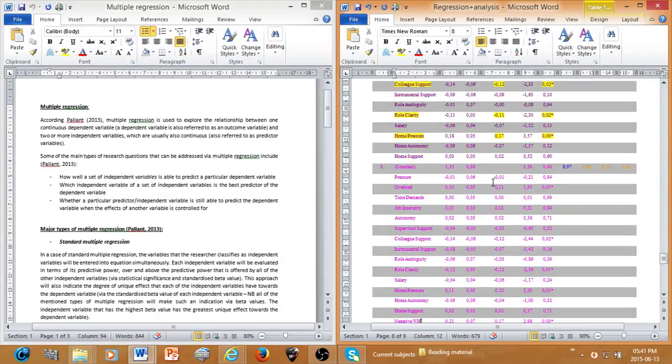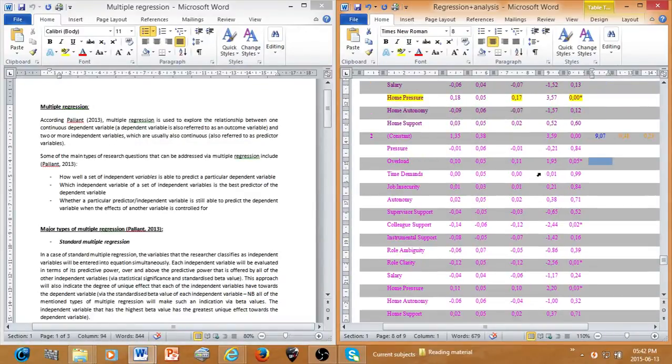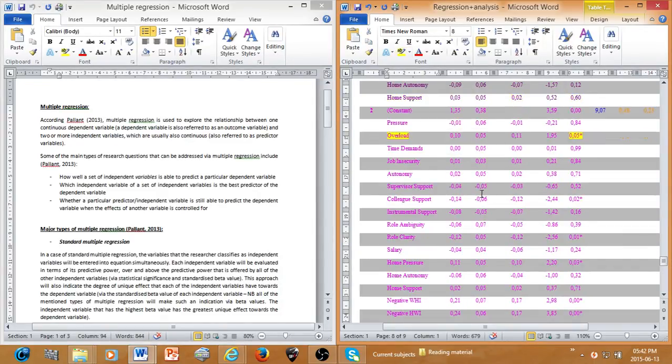Now we want to see which variables have statistical significance. The first value we see that has a statistical significance, let me zoom in a bit. In the second step, what's the first variable that has statistical significance? There it is, 0.05, and that refers to overload. Then the next, colleague support.